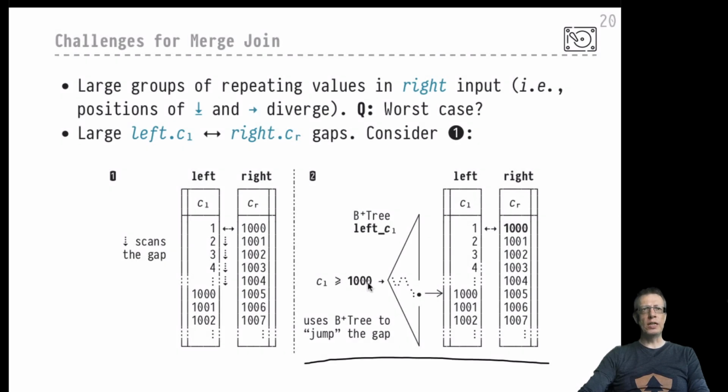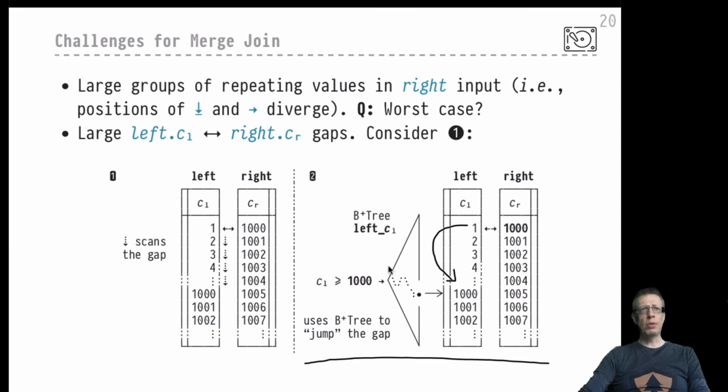We would enter the B plus tree, we would perform our search, and the search would lead us to this particular row ID, which when we follow would immediately lead us to the first row in the left hand side table that would be a match for the large CR value here. Indeed, we have jumped the gap. We have performed an immediate jump without scanning to the promising area of CL values in the left hand side column, all with the help of the B plus tree.